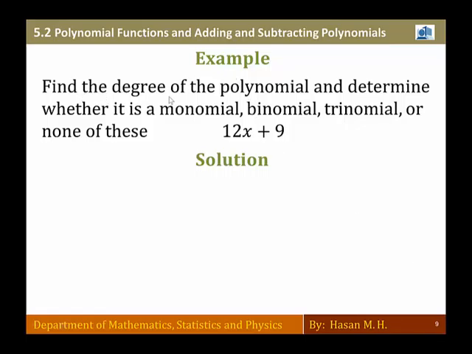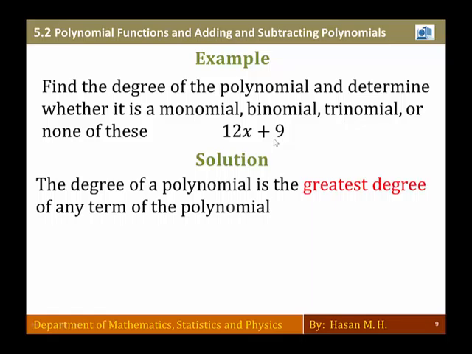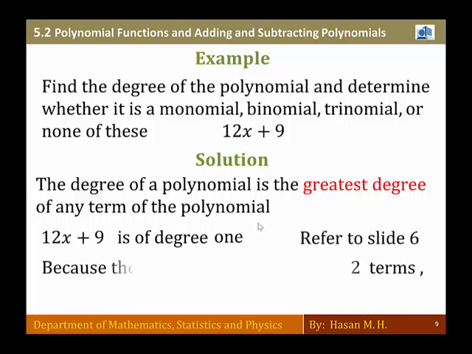Example: find the degree of the polynomial and determine whether it is a monomial, binomial, trinomial, or none of these. 12x plus 9. The degree of a polynomial is the greatest degree of any term of the polynomial. So the degree of 12x plus 9 is 1. And since 12x plus 9 has 2 terms, it is a binomial.